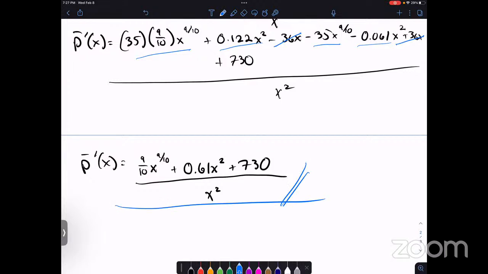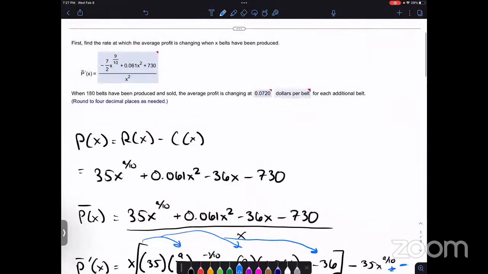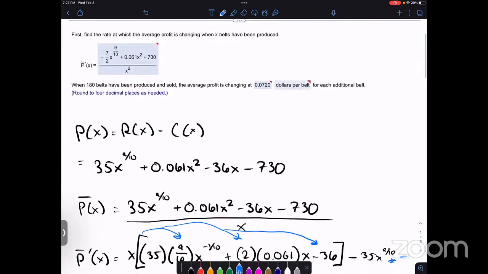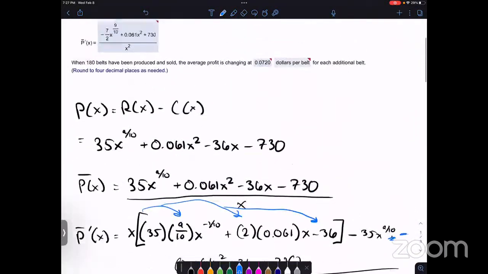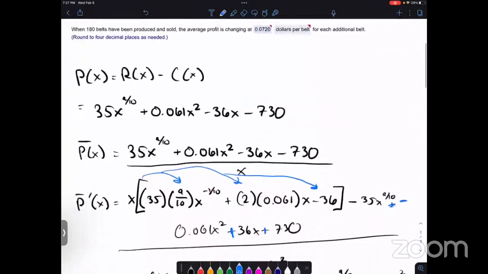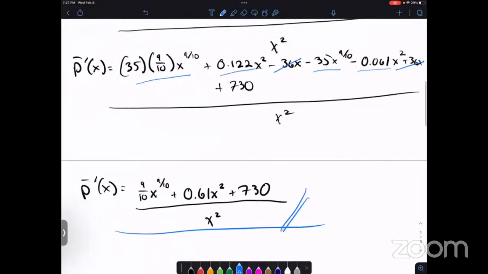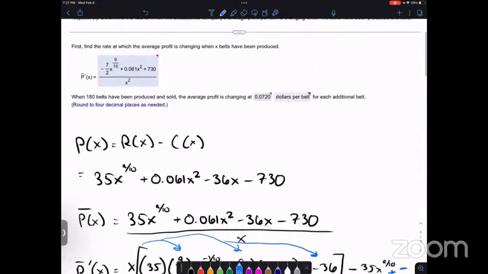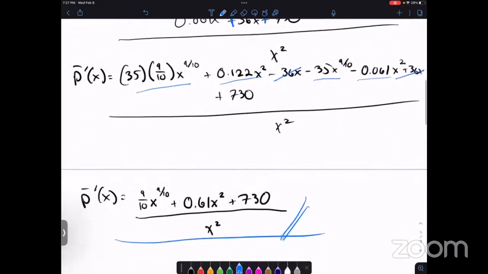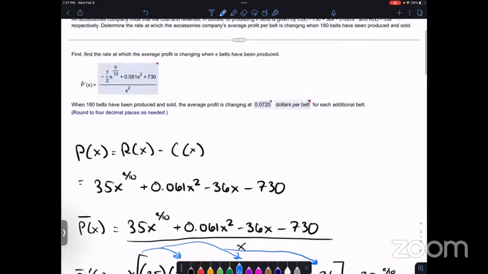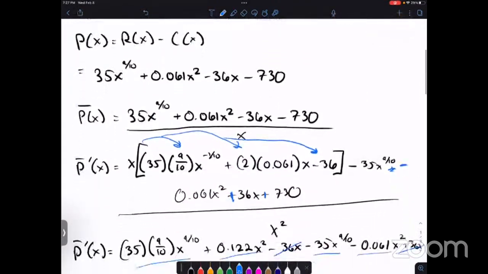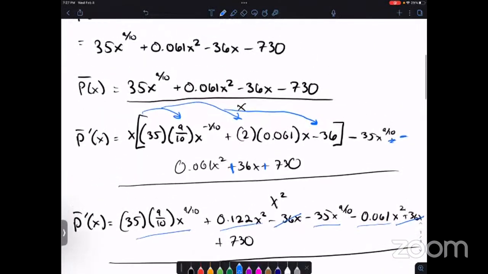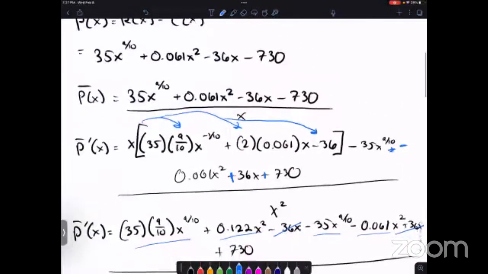Let's compare it to what they have. Oh, they got some different stuff. Okay, so we got the x squared, right? We got 730, 0.61 x squared. Okay, so it's just that first one, 7/2. So we need to go back and figure out what did we miss there. Okay, so we got everything except for that first part. So let's see if we can find it. 9/10.